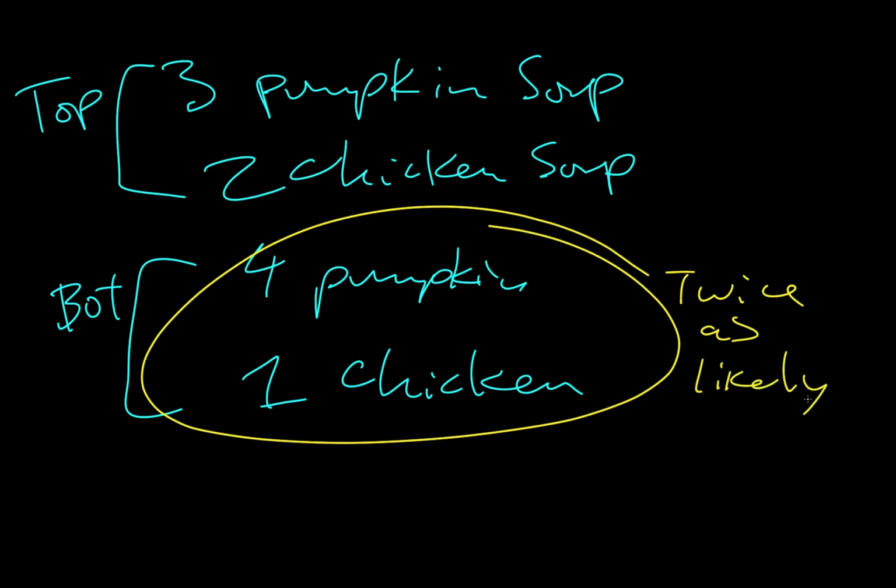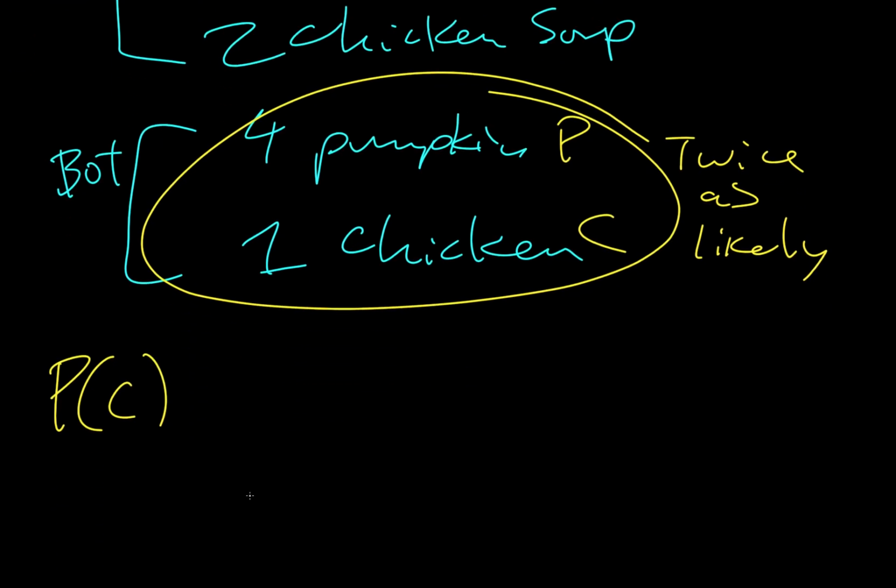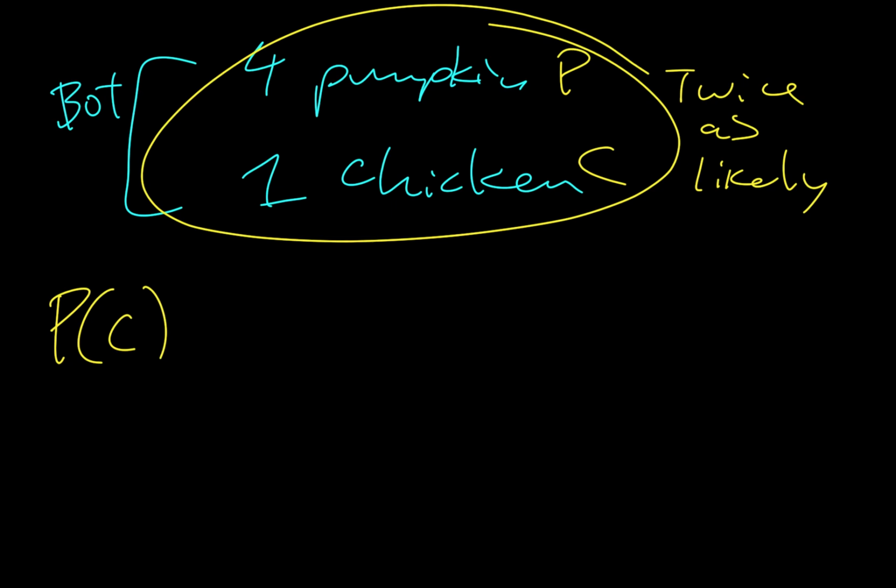And so it says, suppose that Lukash takes 1 can of soup without looking at the label. Find the probability that it is chicken. Okay, so we want to find probability of chicken. So obviously we'll call this P and this C. We want to find the probability of chicken. And so let's kind of map out the situation using a tree diagram.